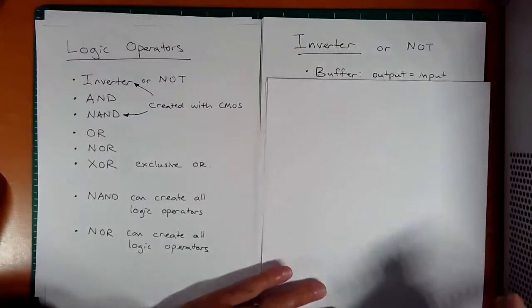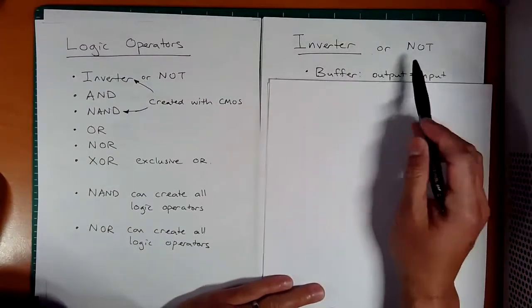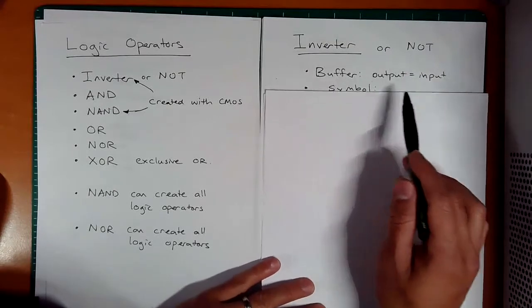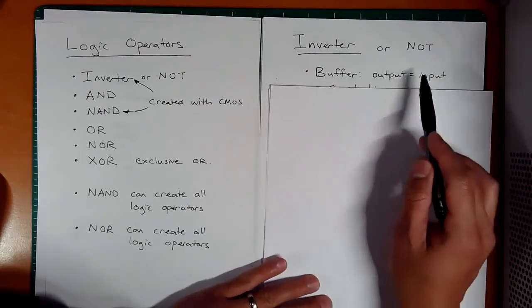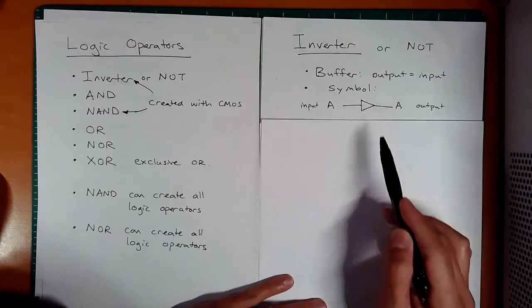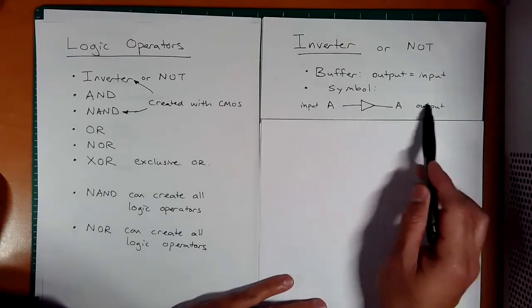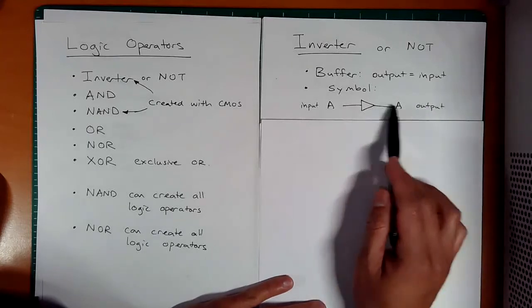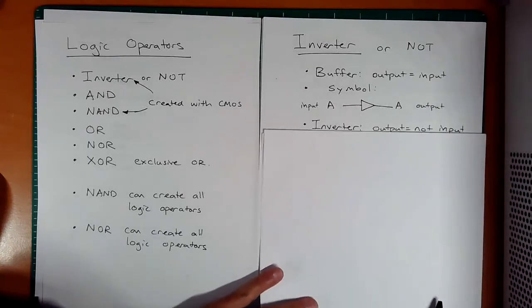And so again, the inverter, we also call this a NOT. And we'll start with a buffer. And a buffer is very simple. It just means if you have an input, the output just follows that. The symbol is just a triangle. It just maintains the integrity, so input, output, they're the same. I'm going to have here A and A as the signals.